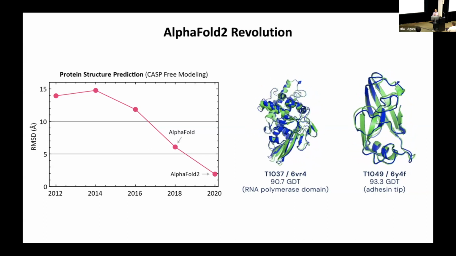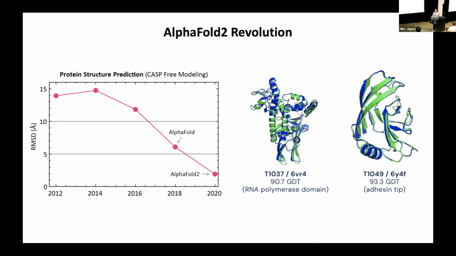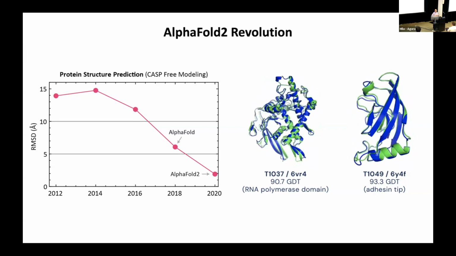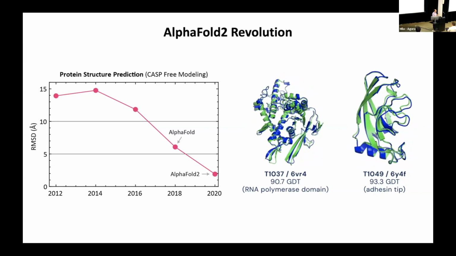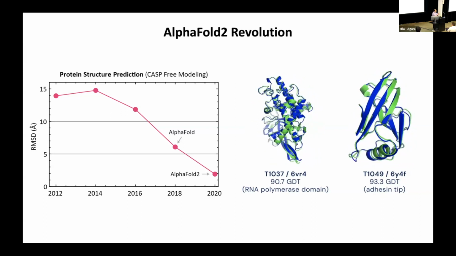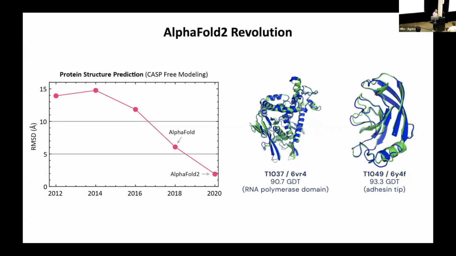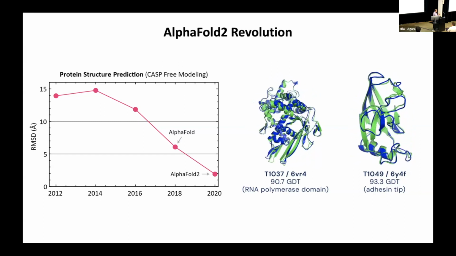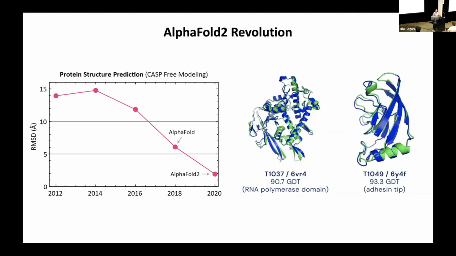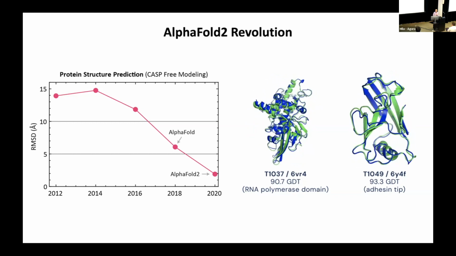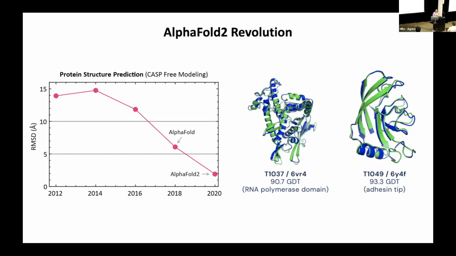And so typically the way this is done is every 2 years, new structures that have been determined experimentally, but haven't yet been released into the public domain, are given to this private organization before they're released. And then the sequences of those structures are presented to different prediction groups to predict those structures completely blindly, and then that allows an assessment to occur.